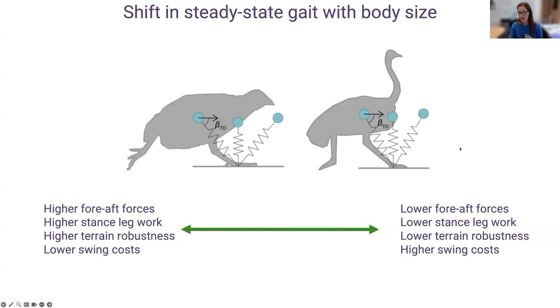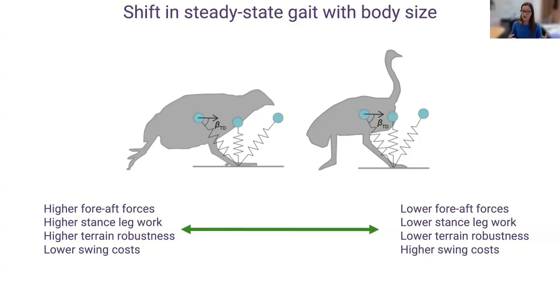In comparison, larger animals have lower fore-aft forces and lower stance leg work, but lower terrain robustness and higher swing costs. And this might make sense in the context of potential ecological or biomechanical trade-offs faced by small versus large animals, where an ostrich probably doesn't have to navigate obstacles that are 50% or more of its leg length, but a quail probably does that fairly regularly.